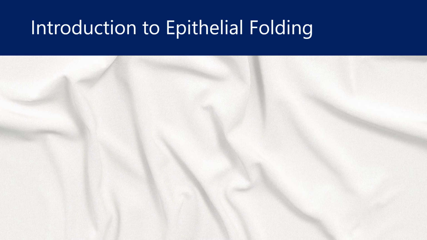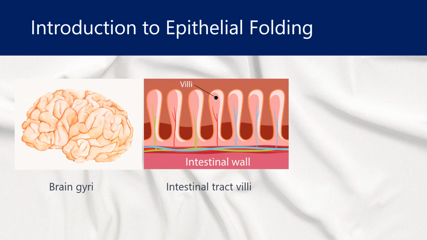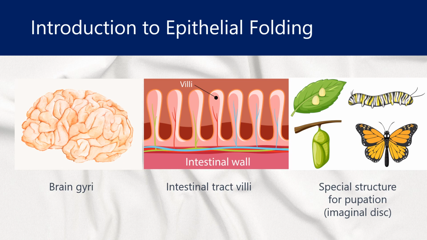Epithelial folding is a fundamental process in morphogenesis, which is the biological process that enables an organism to develop its shape. This phenomenon is universal and can be observed in various biological structures. For instance, the folds in our brain, known as gyri, the villi in our intestinal tract, and even the special structures used by insect larvae to pupate, all form through epithelial folding. This process plays a crucial role in shaping the structures of our bodies. Today, we will delve into a study that explores how environmental factors can influence this fascinating process.